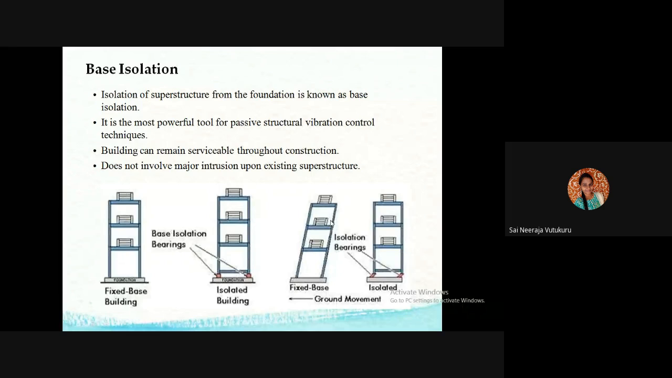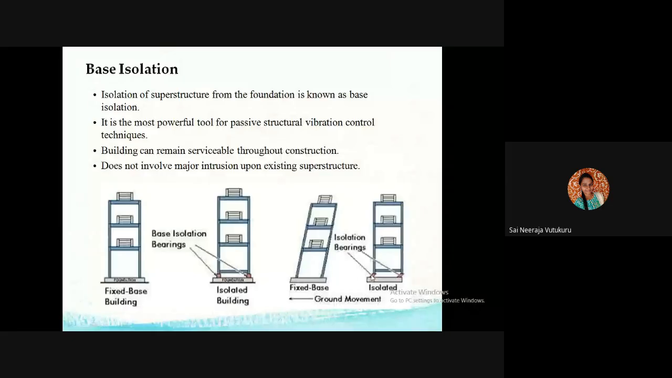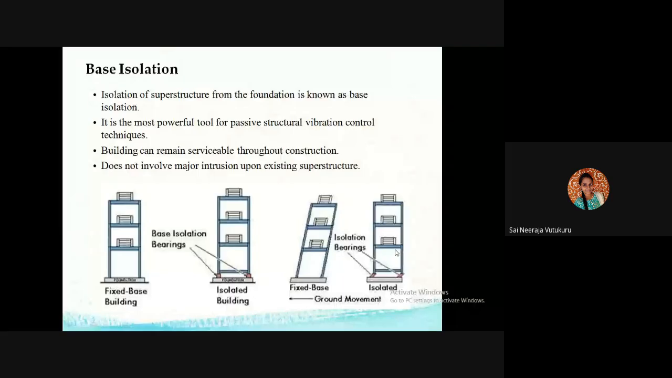Whenever we have ground motion, the fixed base makes the frame get settled there itself. It won't allow any kind of movement. Here you can look at the diagram. When we provide the isolated base for the building at the bottommost foundation part, it makes the building stay in a standard state. It does not make any kind of movements.